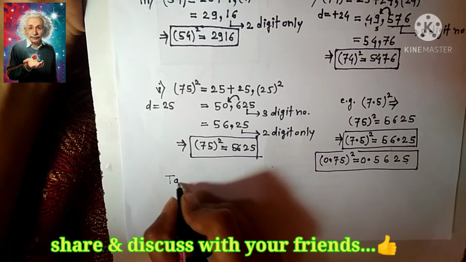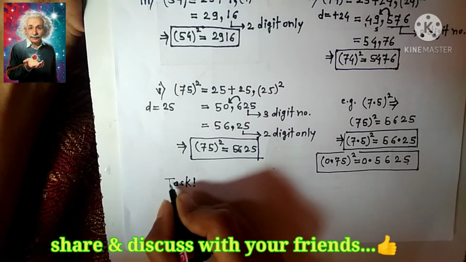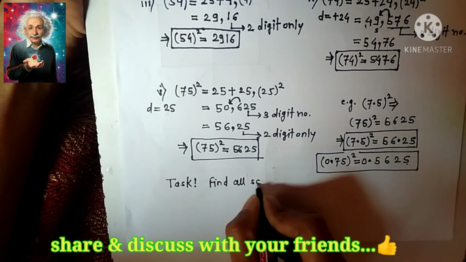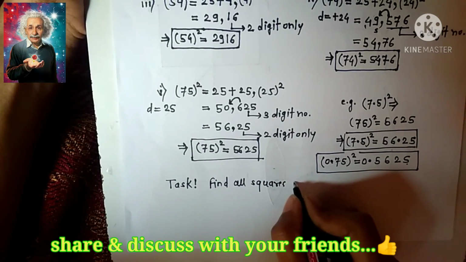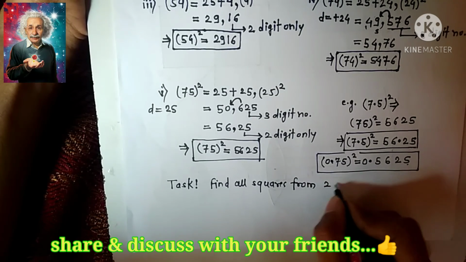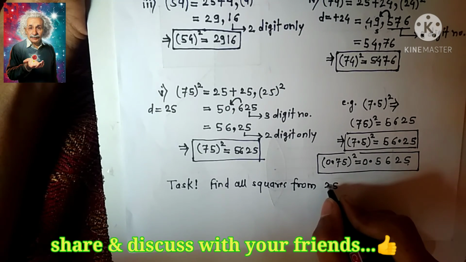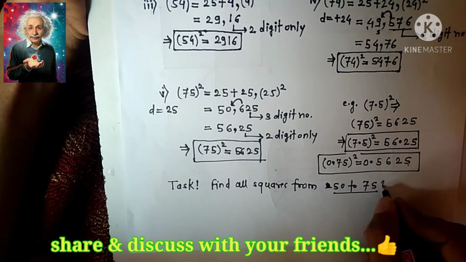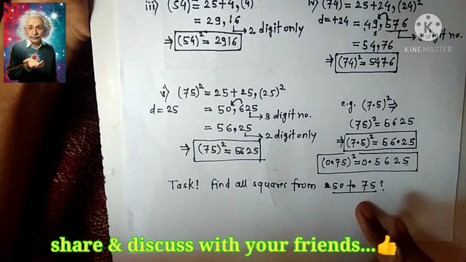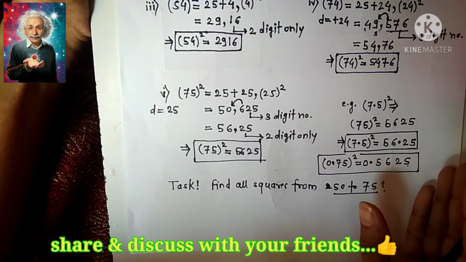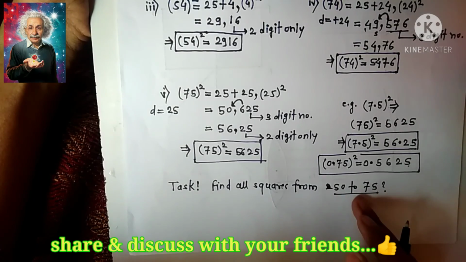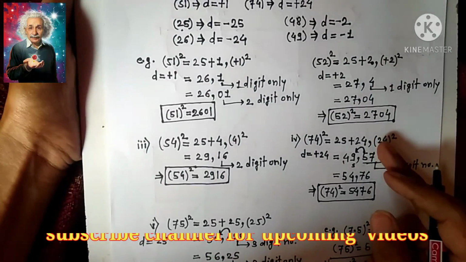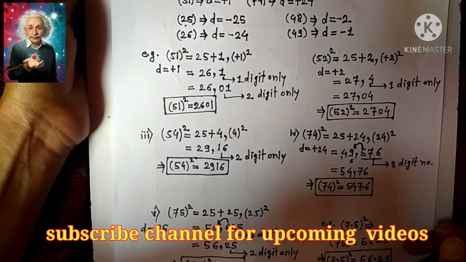Today's task for you is to find all squares from 50 to 75 by using this trick and check your answers on calculator. Also you can take the numbers with decimals between 50 to 75 and you can find the square of them. So enjoy the mathematics.